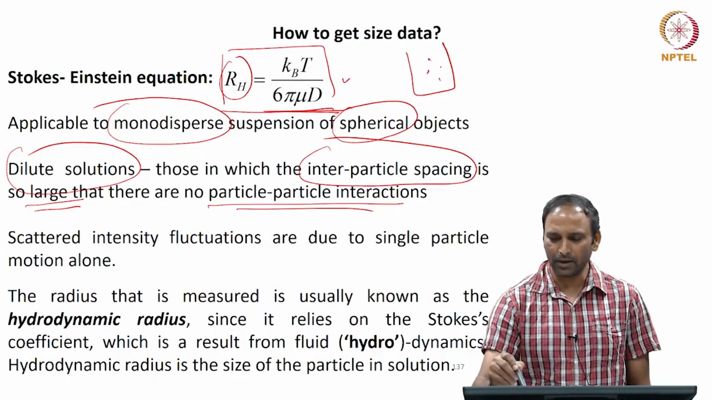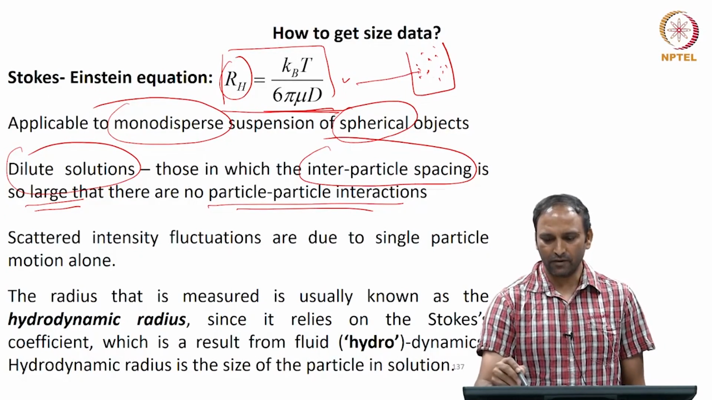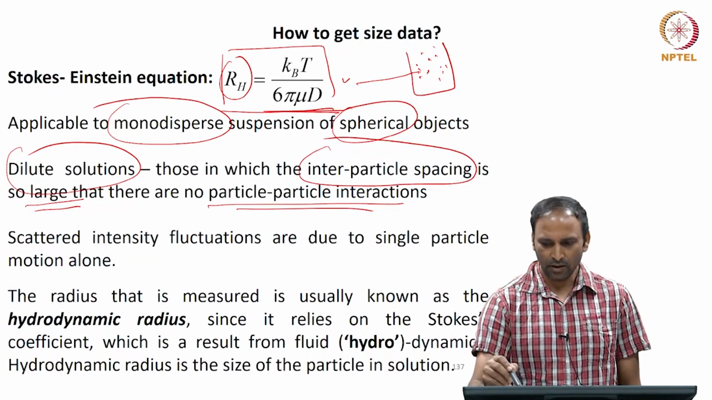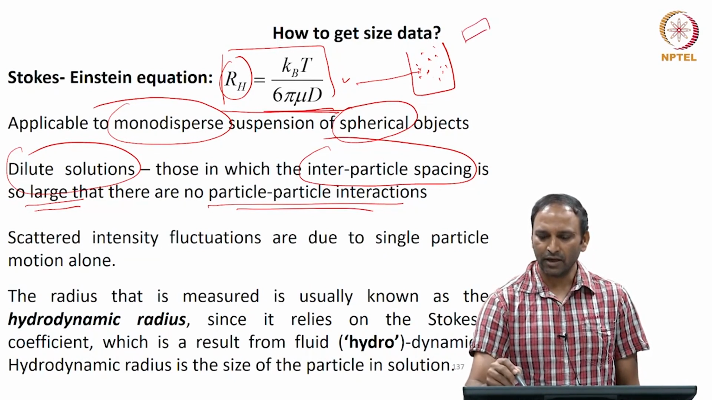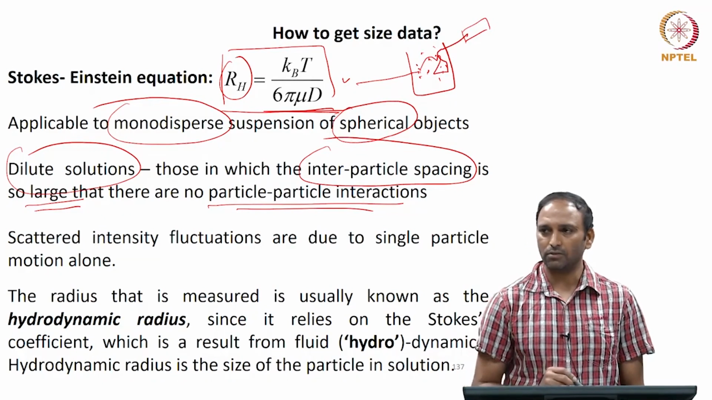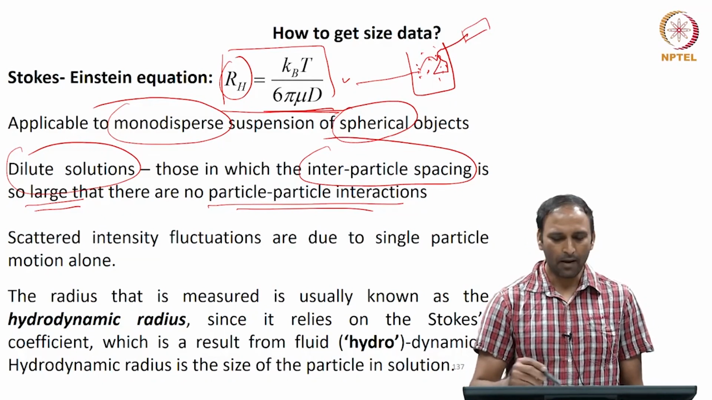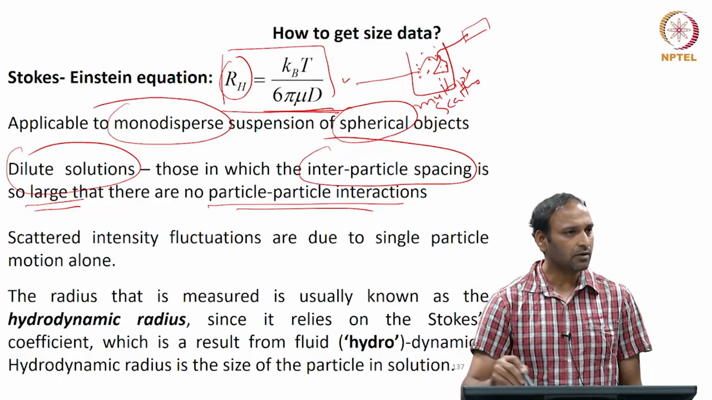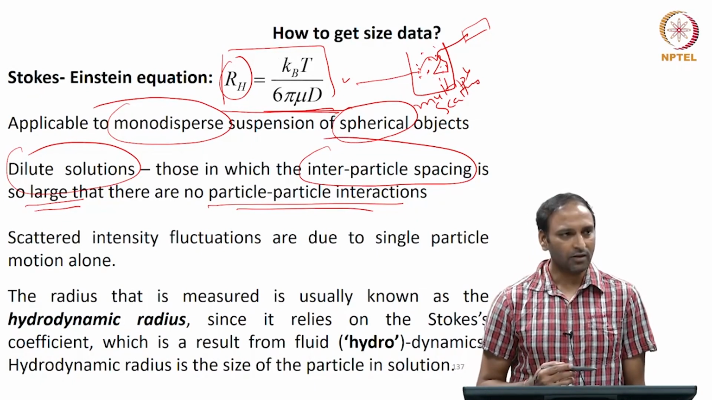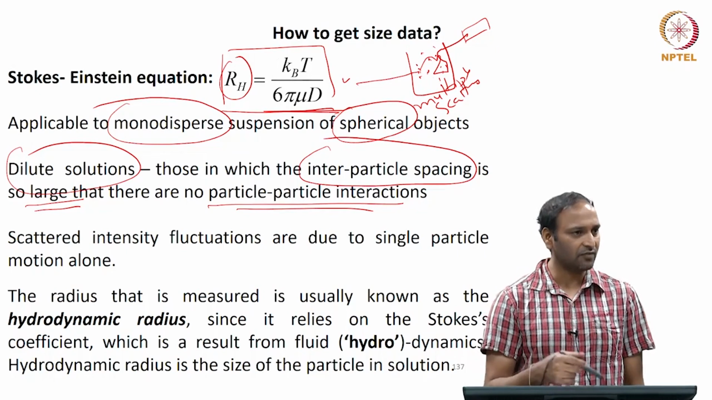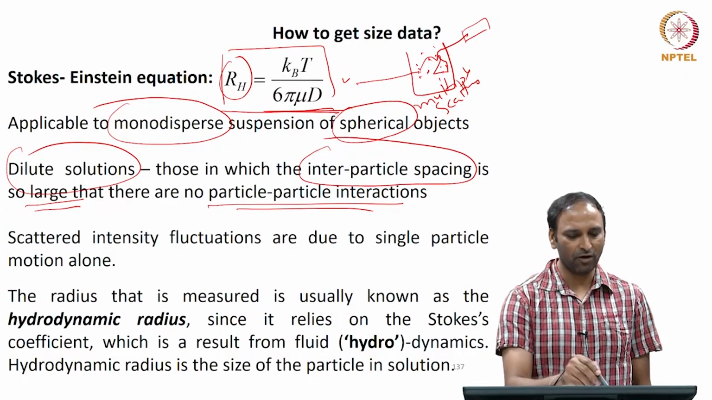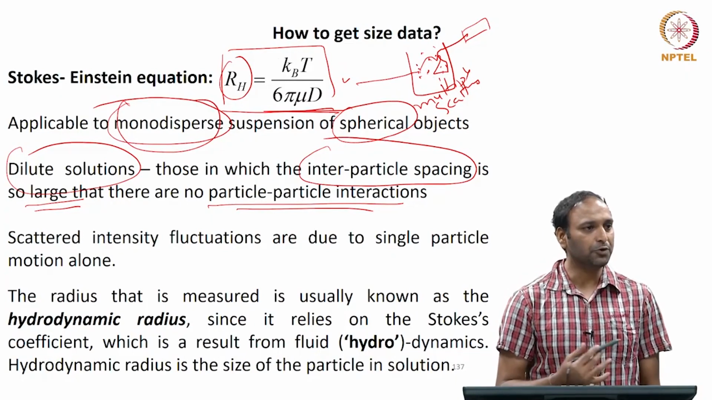if you have too many particles, what will happen is your incident beam is diffracted or deviated when it hits a particular particle, and before it comes to the detector, it may hit many others and come out. There could be what is called multiple scattering events. When you have multiple scattering events, you cannot apply the analysis that we are going to do, the typical analysis that is applicable for monodisperse, dilute dispersions.